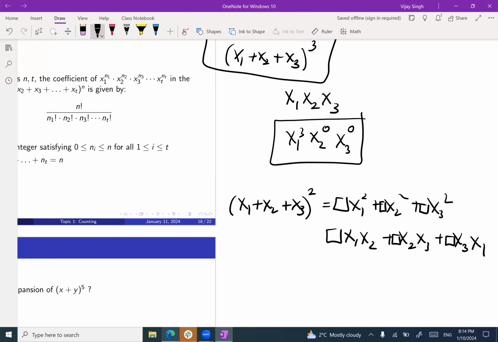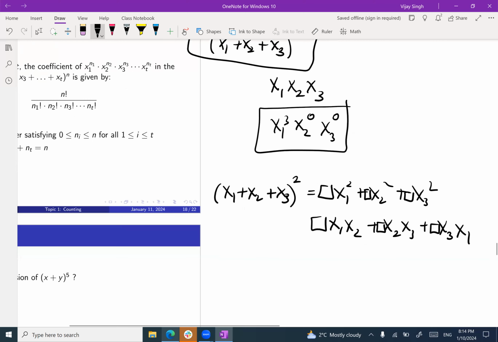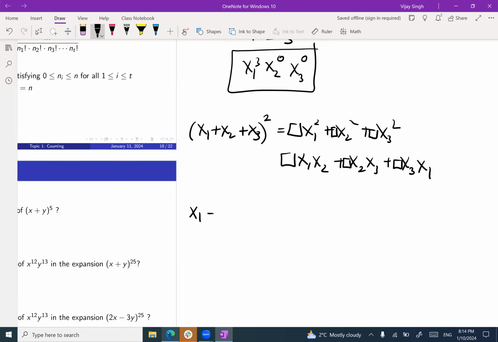Similarly, if I cube it, this is a big list I have to write, but I will just write it down for the sake of it. If I have x1 plus x2 plus x3 cube, what are all the possible things which can occur? I can have x1 cube, x2, x3. These are power zeros because the powers should add up to 3. Then I will have, with some coefficient, okay, we don't know what that coefficient is. We'll find out in a minute using the multinomial theorem.